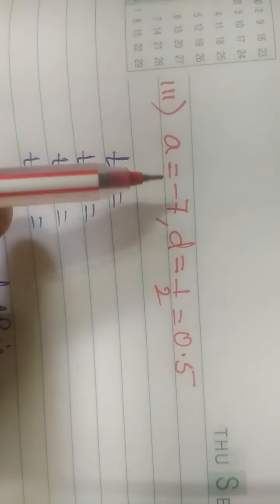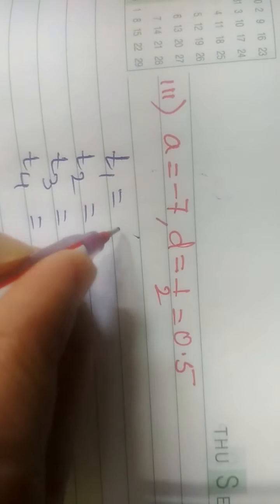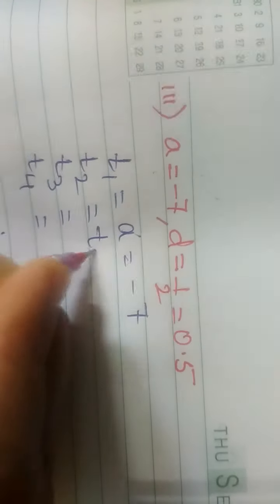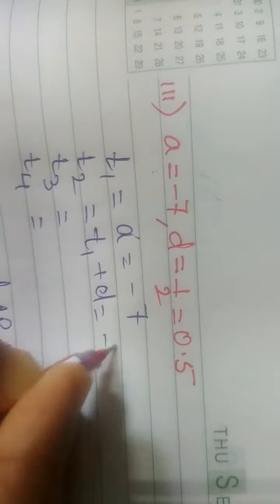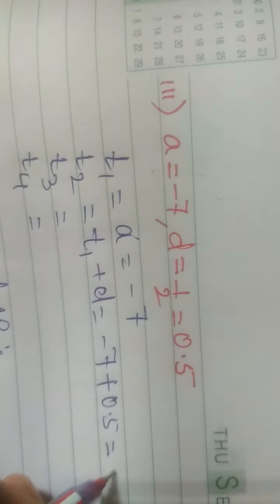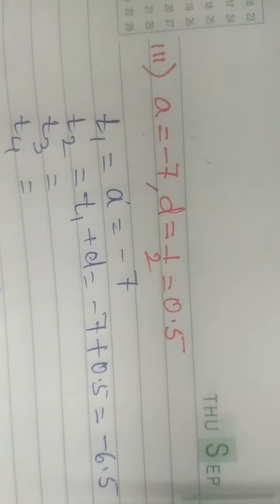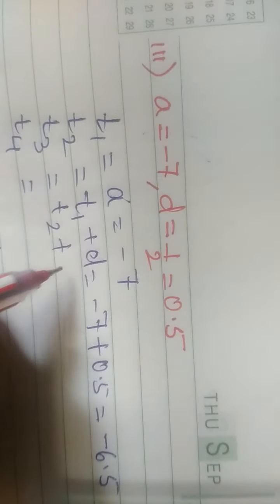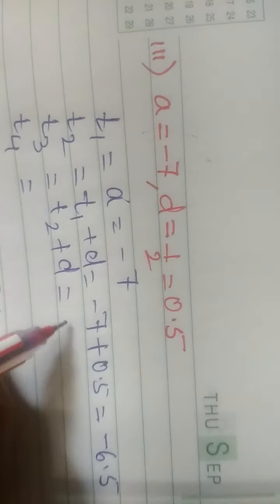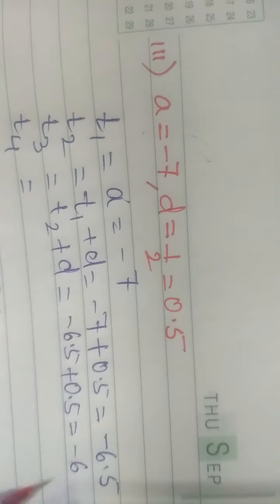So the next sum is, A is given as minus 7, D equals half, and half is 0.5. So now we will find T1. T1 is equal to A, that is minus 7. T2 is T1 plus D, that is minus 7 plus 0.5, which equals minus 6.5. Then T3 is T2 plus D. T2 we got minus 6.5, so minus 6.5 plus 0.5 equals minus 6.